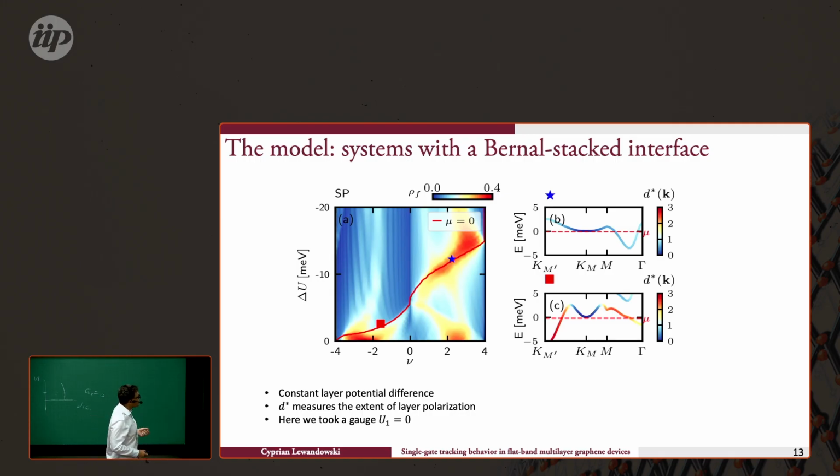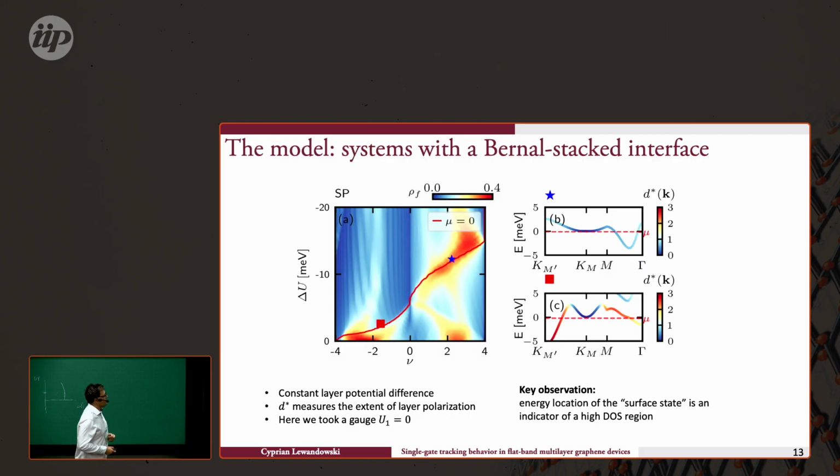I am making this choice because what I would like to use as a theoretical tool is tracking the location of the surface state as a function of back gate and top gate, and I am taking it as appearing just next to the high density of states region. So if I can form a description of what happens to the surface state, I can then tell you what should happen in the transport map, as I can connect the high density of states to those features.